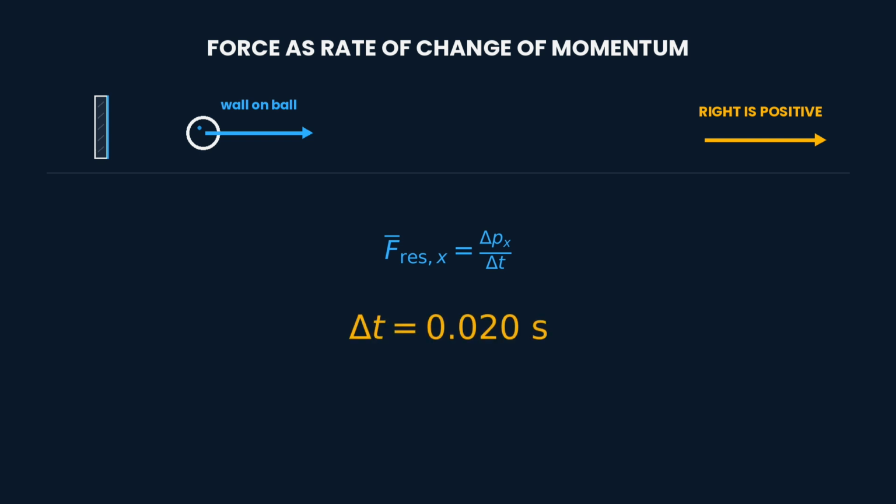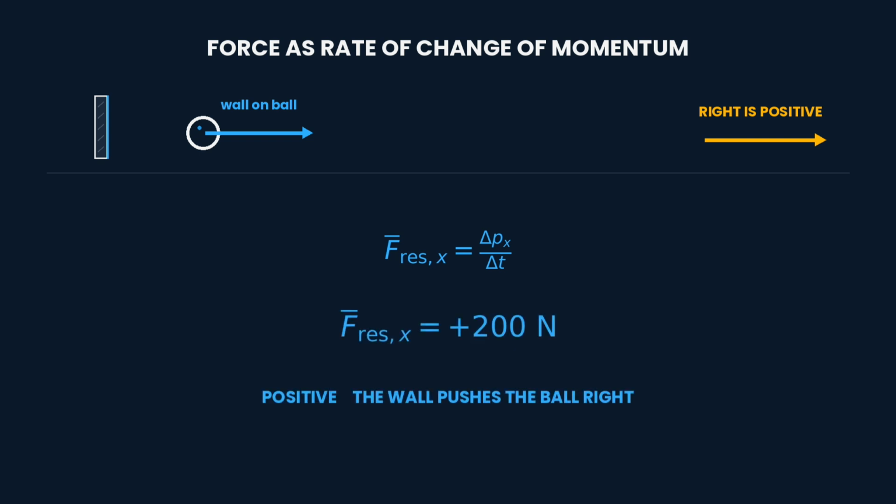The ball is in contact with the wall for 0.020 seconds. The average horizontal resultant force on the ball is therefore positive 4.0 divided by 0.020, i.e. positive 200 newtons. The sign tells us that the wall pushed the ball to the right.